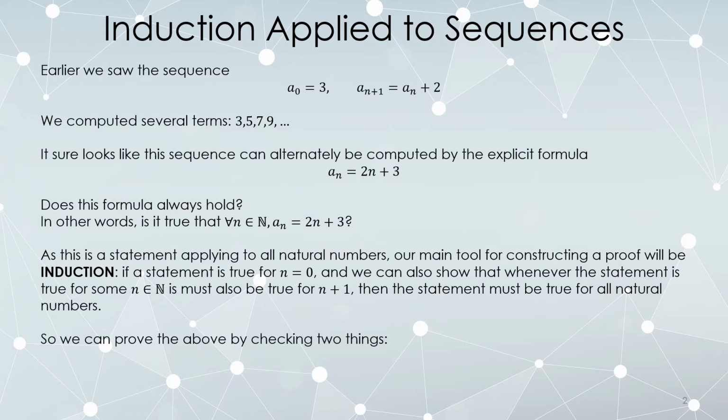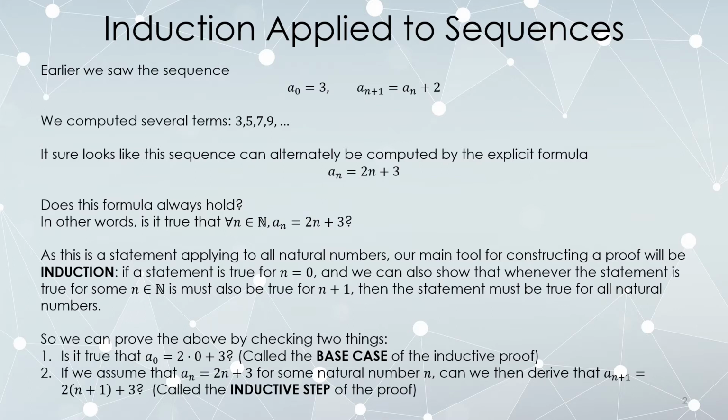So we have to check two separate things. Is it true that a sub 0 is 2 times 0 plus 3? Recall that this is called the base case of an inductive proof. And furthermore, if we assume it is true for a certain n, can we then derive that it must be true for the next one? And this was the inductive step. And recall that the assumption that a sub n is 2n plus 3 is called the inductive hypothesis.